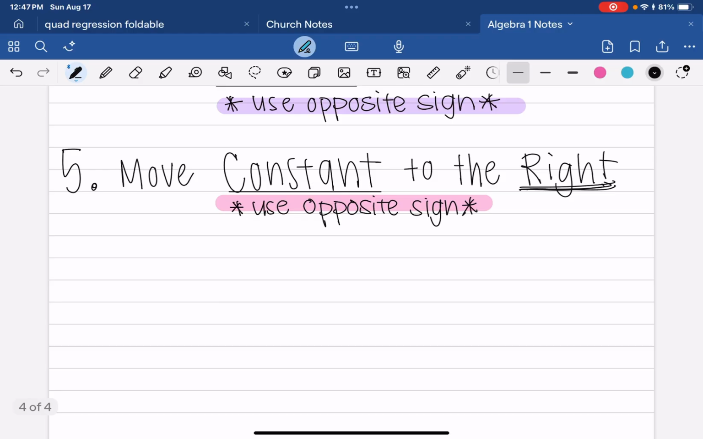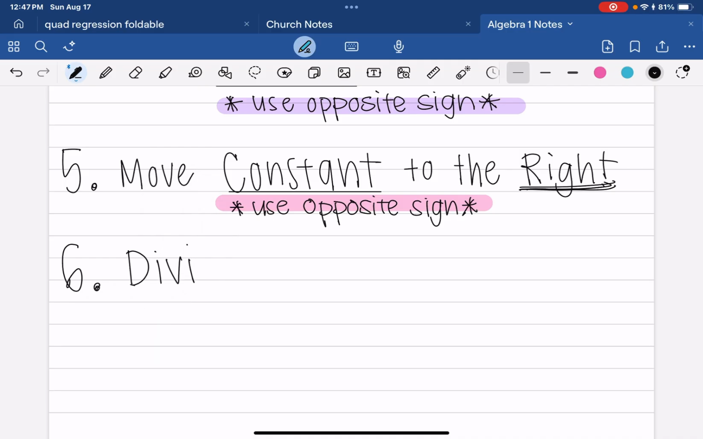Steps 4 and 5 are used with opposite signs. So if it's a positive number, I'm going to subtract it over. If it's a negative number, I'm going to add it over. And then last but not least, what you should have left is the variables on the left equaling the constants on the right. When you only have that left, we divide.